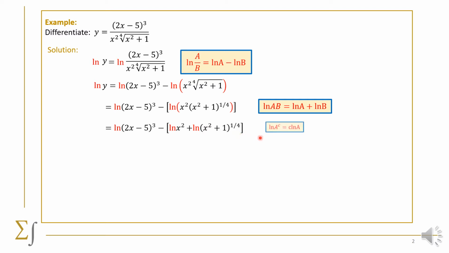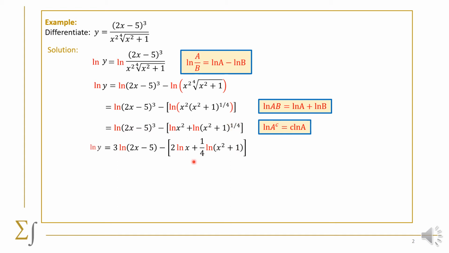Next, we will apply a third property of logarithmic functions, where ln of a power c is equal to c ln a. Any exponent, we will bring it down. The 1 over 4 will come down, the 3 will come down, and so will the squared on the x. So here we have 3 ln(2x minus 5) minus, I open square bracket, 2 ln x plus 1 over 4 ln of (x squared plus 1), where I got the exponent 1 over 4 down here. So this is the ln y. This is the equation which we will differentiate on both sides to get the y prime.